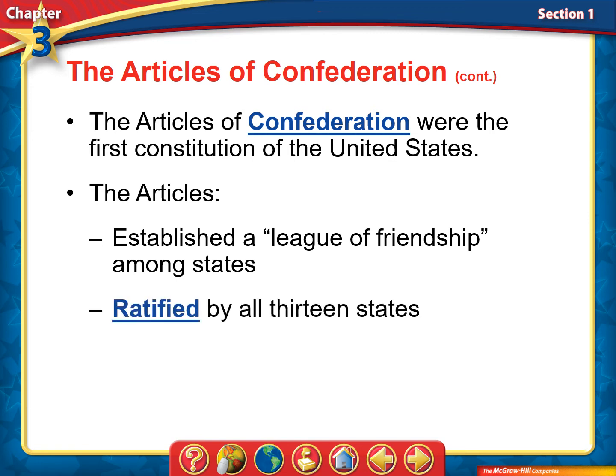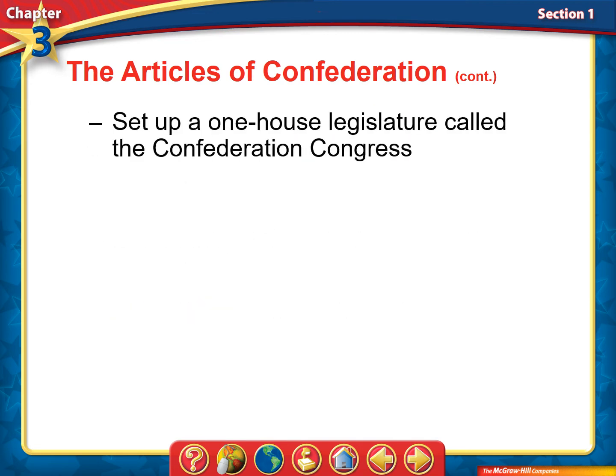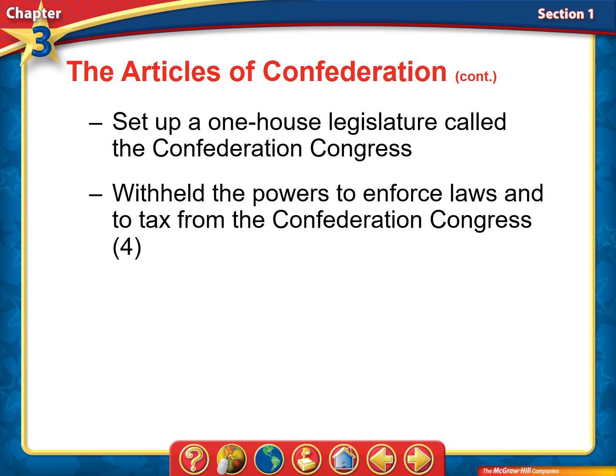Now, the Articles were ratified by all 13 states. Ratified just means it was approved by vote. And the Articles set up a one-house legislature called the Confederation Congress. It was very simple. Every state had one vote, and for anything serious to be done, all the states had to agree.